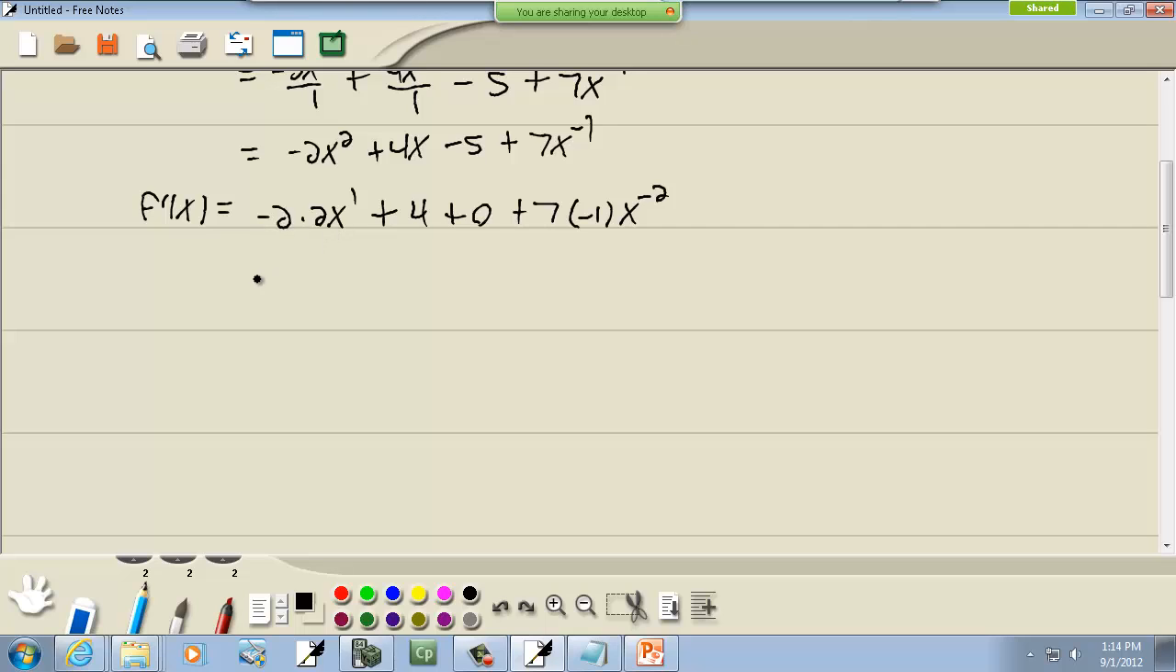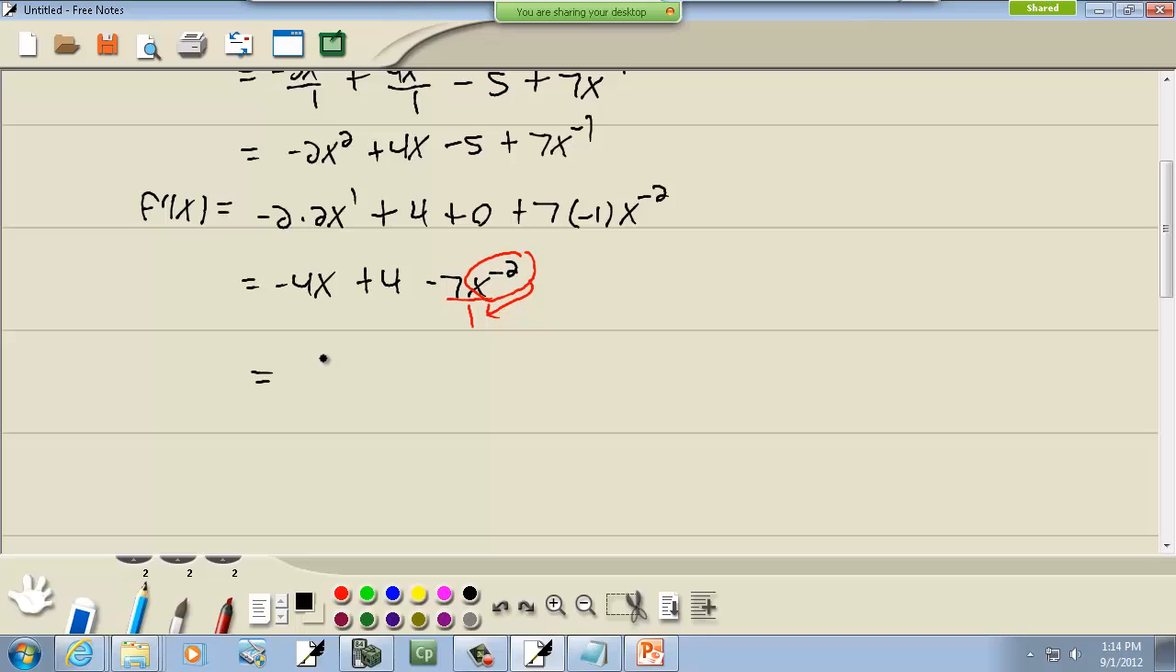Okay, negative 2 times 2 gives you a negative 4x plus 4. 0 drops away. 7 times negative 1 is negative 7 x to the negative 2. Again, we don't want negative exponents, so I put that over 1. And I'm going to take the x to the negative power opposite of where it's at in the fraction. So I'll take the x to the negative 2 and move it down below. Now we're going to merge these together.